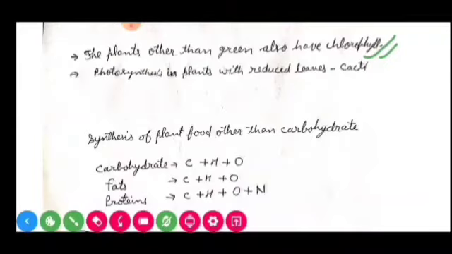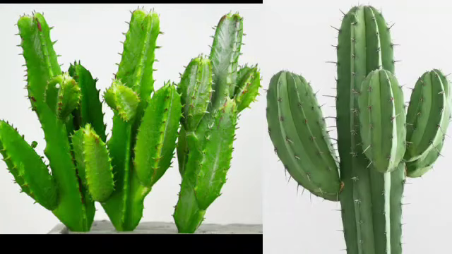In cacti, the leaves are reduced to spines, and the stems are succulent, they are juicy. They have chlorophyll in them, and photosynthesis takes place in the stem because the stem has chlorophyll. So the process of photosynthesis takes place in their stem.